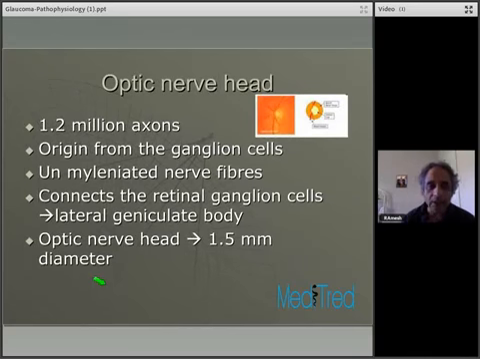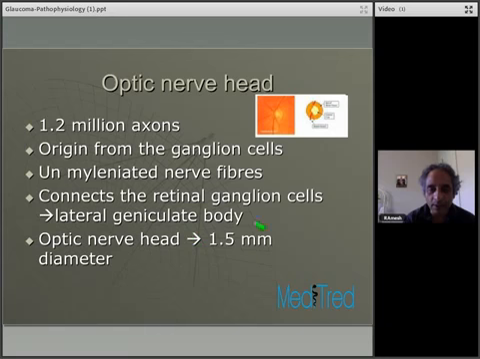So what is the optic nerve head? We're talking a lot about this optic nerve, and so I think it's time for us to talk a little bit about the anatomy of the optic nerve head. Optic nerve head is made of 1.2 million axons. The origin of these axons is from the ganglion cells, so these are unmyelinated nerve fibers. They connect the retinal ganglion cells to the lateral geniculate body, and when you measure the diameter of this optic nerve head, it measures approximately 1.5 millimeters.